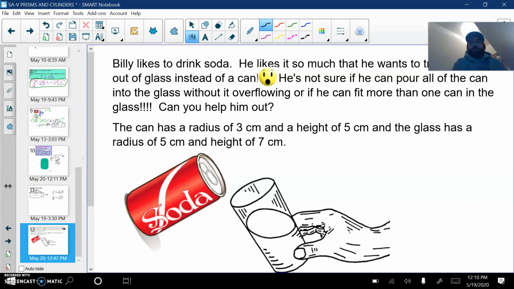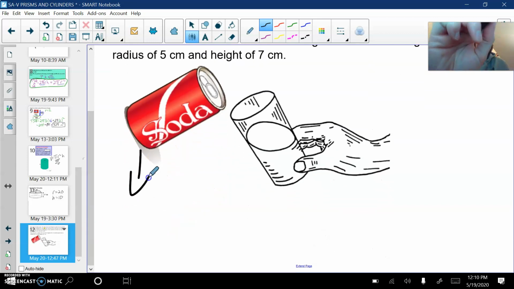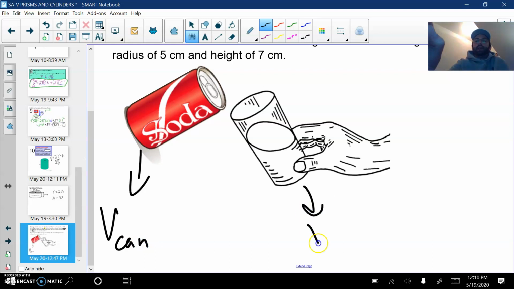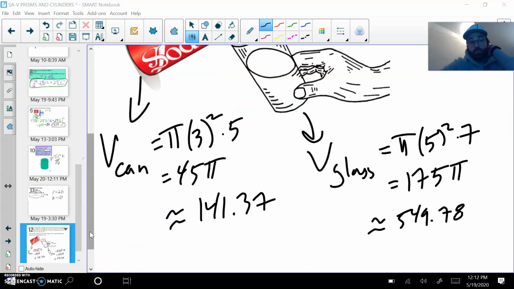So how would I determine how much liquid is in the can versus how much liquid can fit in the glass? Well, so happy you asked. We're going to have to find two things: the volume of the can and the volume of the glass. This is a common problem I deal with every day. Okay, so why don't you go ahead and pause the video here and try to find the volume of the can and the volume of the glass, and then see if you can come to a conclusion.